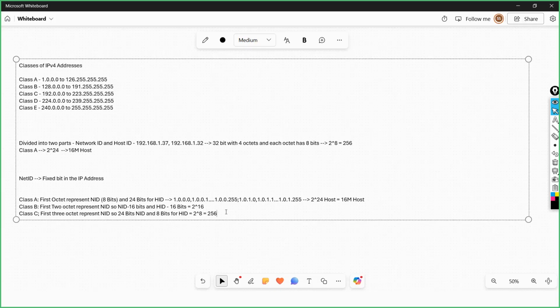Class D and class E we will not be discussing because they have the fixed bits of network ID. All bits are fixed for network ID in class D and class E, and they are used for special purpose also. So mainly our practicals will be focusing on this. Even in subnetting, we are going to discuss class A, class B, and class C subnetting.